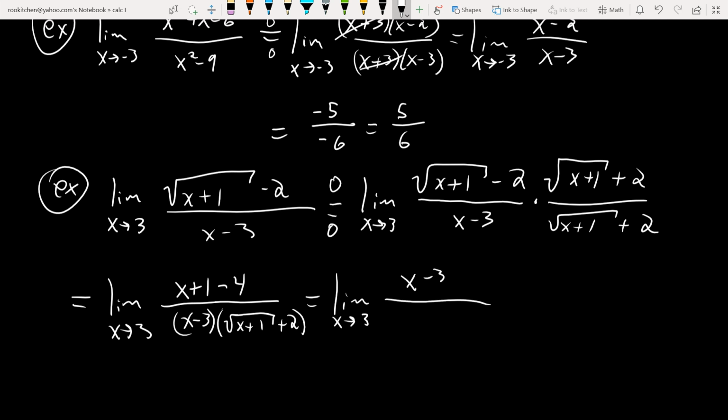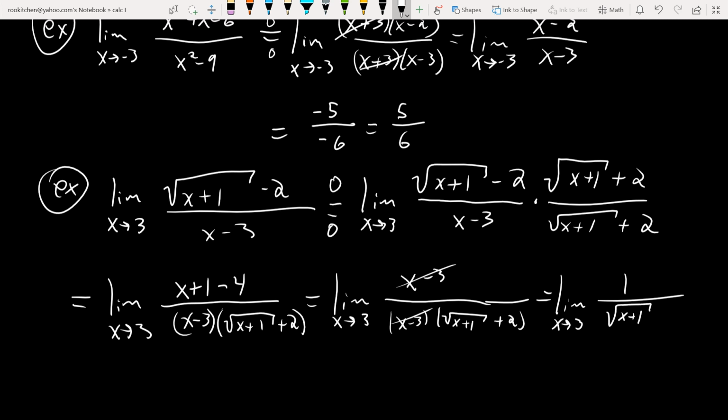So x minus 3 times the square root of x plus 1 plus 2. Right? The x minus 3's are gone. You have the limit as x goes to 3 of 1 all over the square root of x plus 1 plus 2. And then you could do a substitution. So it's 1 all over the square root of 4, which is 2, and then plus 2, which is 1/4. Okay. I expect you to be able to do these kinds of algebraic calculations, and that's what I would want to see on a test, so I know you're not just using a calculator to figure out the limit. You have to be able to do these methods.